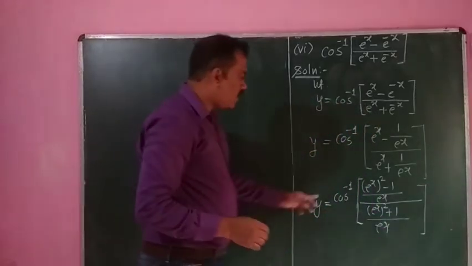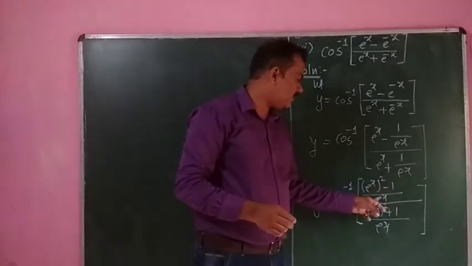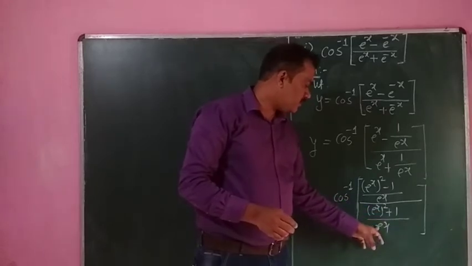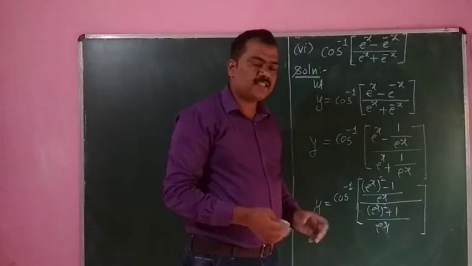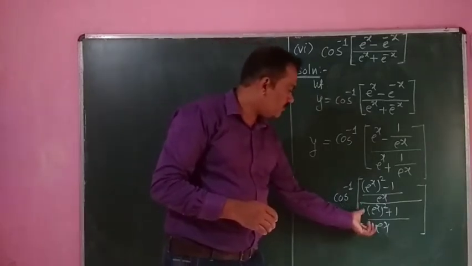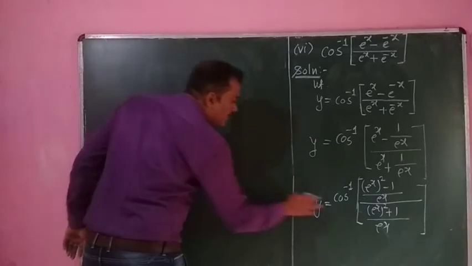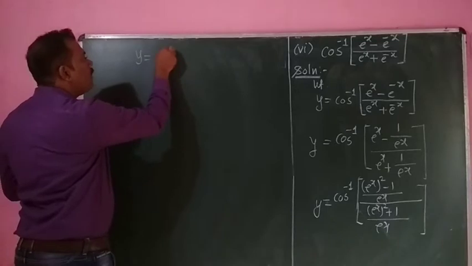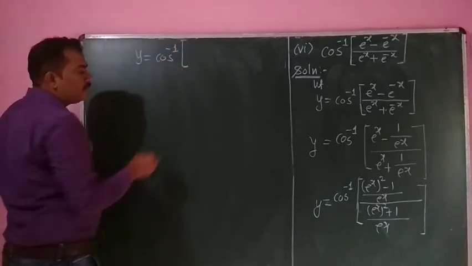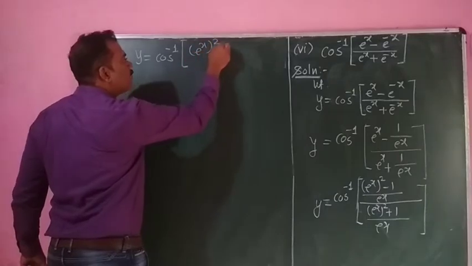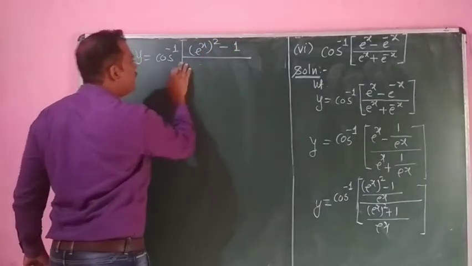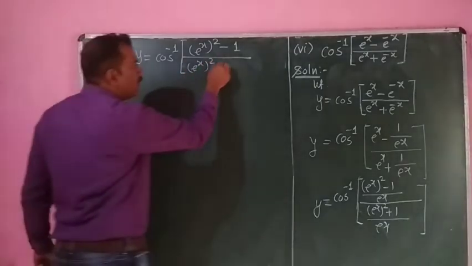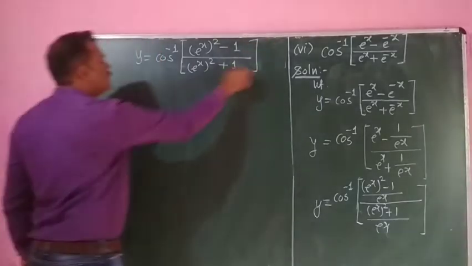That is, y equals cos inverse of ((e^x)^2 minus 1 divided by e^x) divided by ((e^x)^2 plus 1 divided by e^x). This e^x gets cancelled after multiplying by the reciprocal of the denominator, so we get y equals cos inverse of ((e^x)^2 minus 1) divided by ((e^x)^2 plus 1).